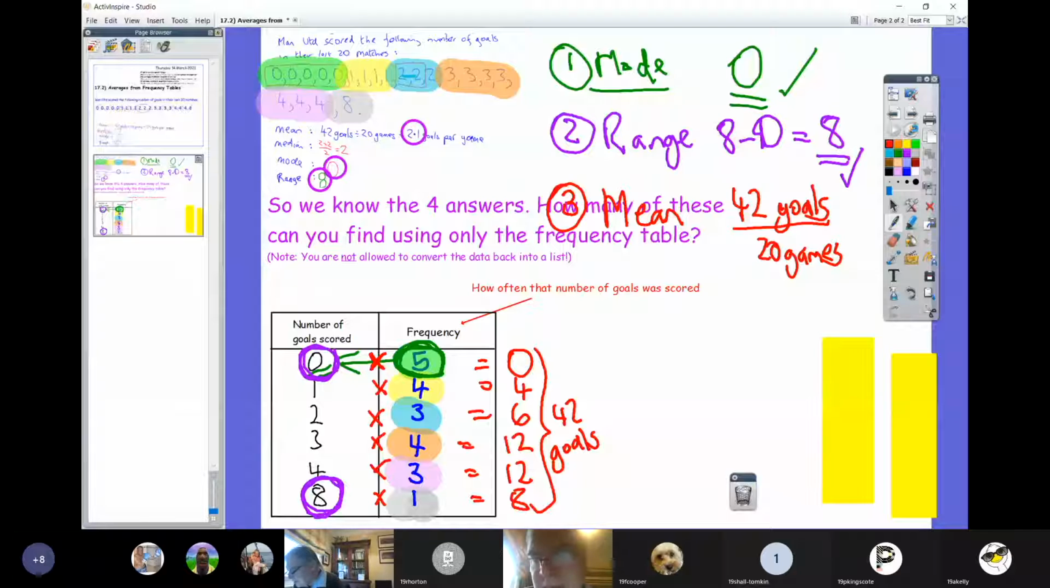So once I've worked out there are 42 goals divided by the 20 games, I do my usual division, and that would give me my 2.1 as my mean average. So that is going to take a bit of practice, all right? In short, to work out the mean, you cross multiply the data to get some subtotals of goals or whatever it is, add those all up, and then divide by the total of the frequency.